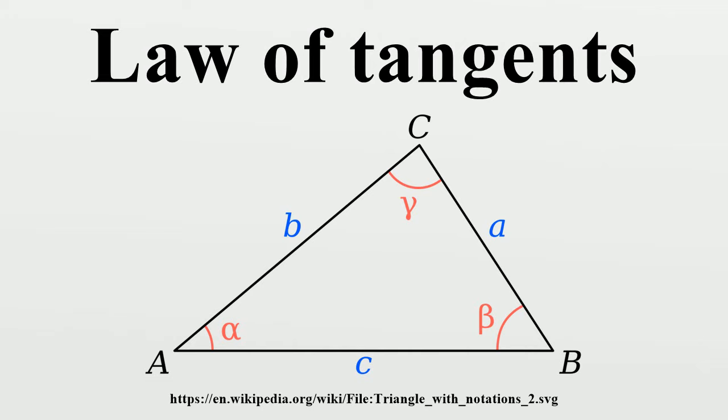The law of tangents for spherical triangles was described in the 13th century by Persian mathematician Nasir al-Din al-Tusi, who also presented the law of sines for plane triangles in his five-volume work Treatise on the Quadrilateral.